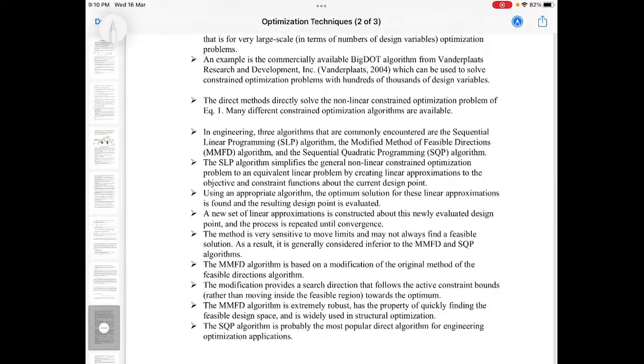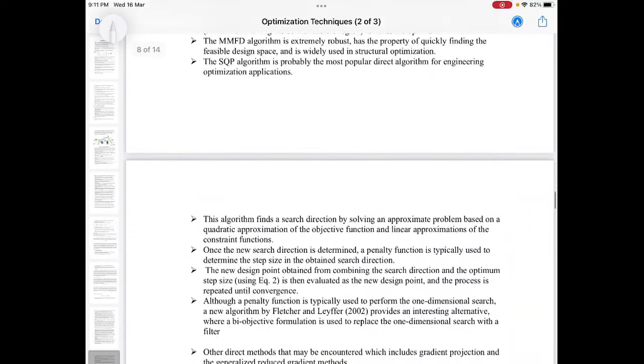So a new set of linear approximations is constructed about the newly evaluated design point, and the process is repeated until convergence. The method is very sensitive to move limits and may not always find a feasible solution. As a result, it is generally considered inferior to the MMFD and SQP algorithms. Actually we are discussing slightly beyond this point.